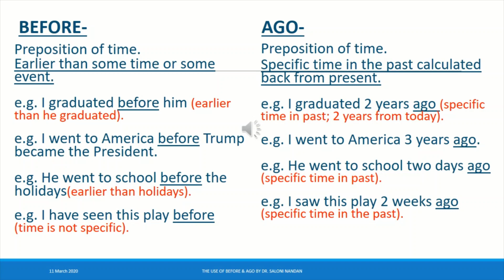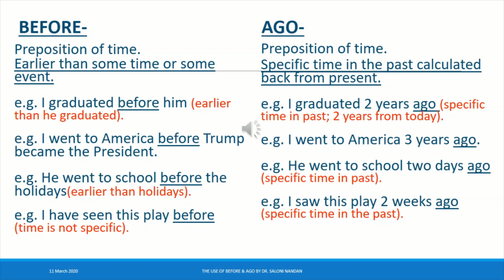Let's look at another example. He went to school before the holidays. So, when did he go to school? Earlier than the holidays. Another example. I have seen this play before. Here the time is not specific. So, before is used for earlier than some time or some event.